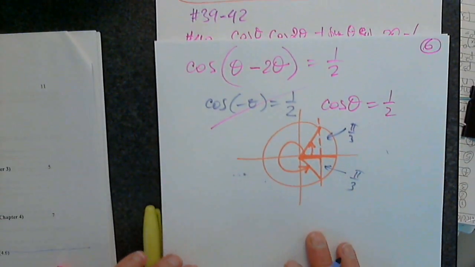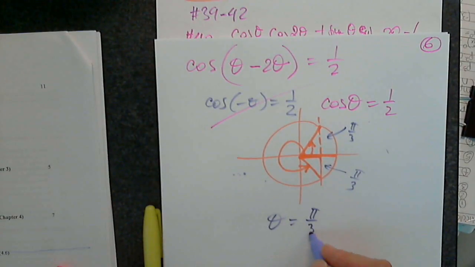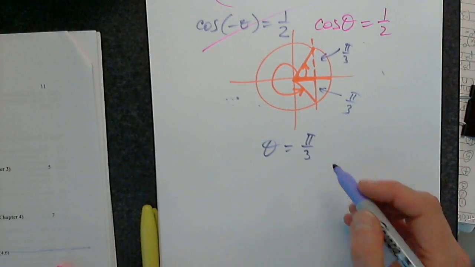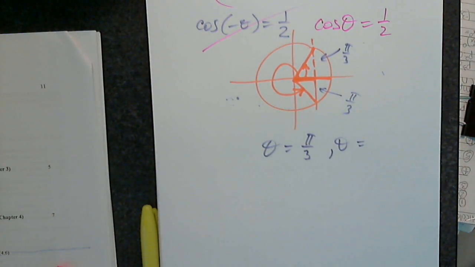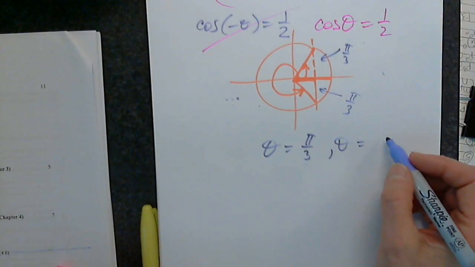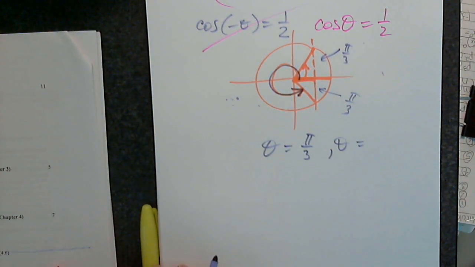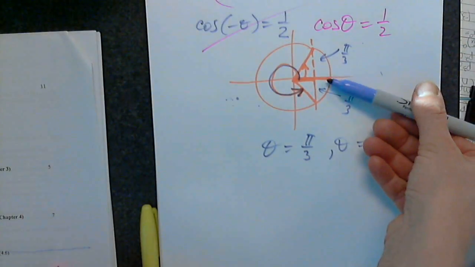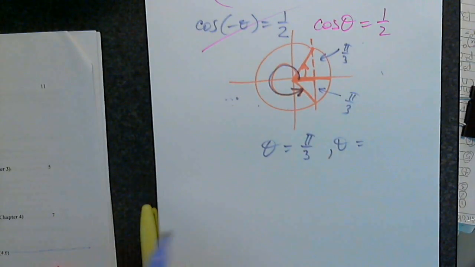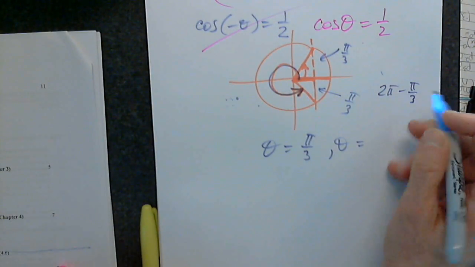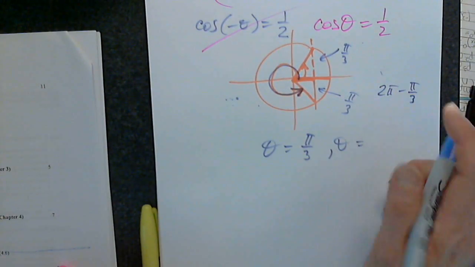So then theta has two options. Pi over 3, and I can't say anything else, because that's how they want the answer. And the other option is theta equals this angle from here, which is 2 pi, pi over 3, backwards. Yes, 2 pi minus pi over 3. 2 times 3 is 6, minus 1, 5.